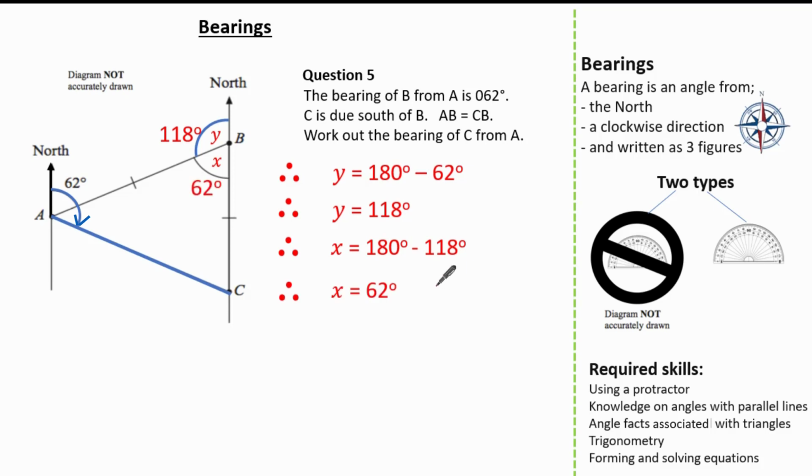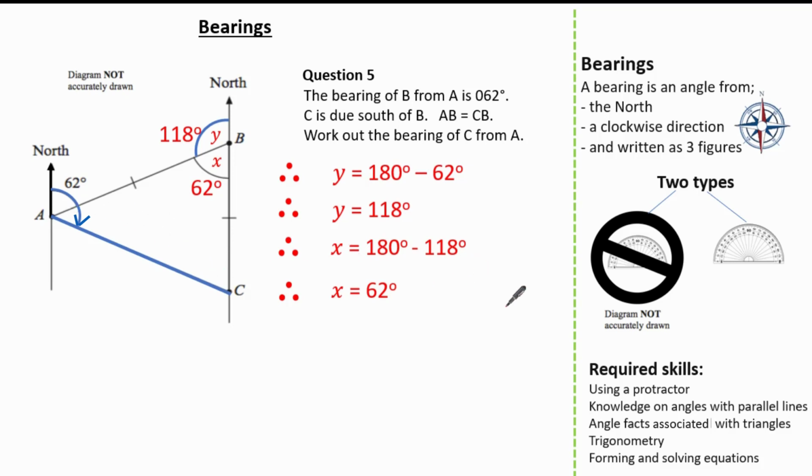Another way to verify that x is 62 degrees is using our knowledge on parallel lines and identifying that x is an alternate angle to our 62 degrees. Now we know x is 62 degrees, we can work out our other angles in our isosceles triangle.